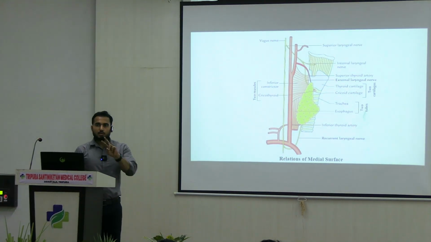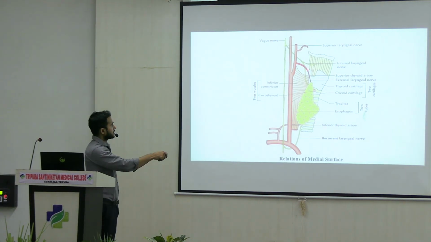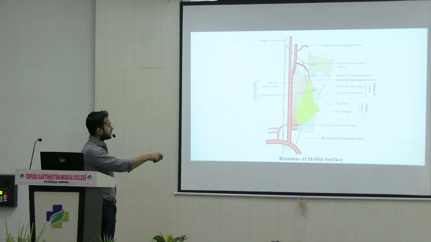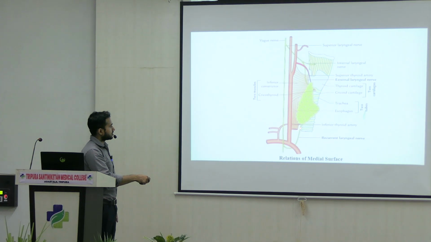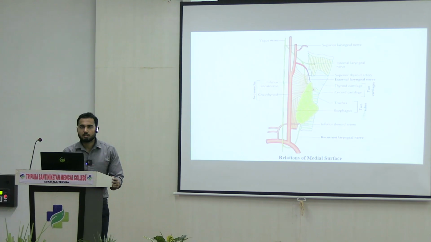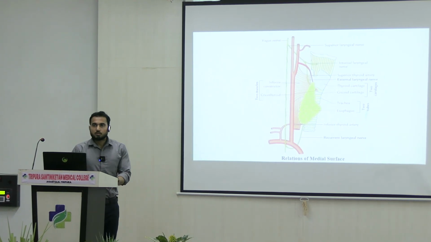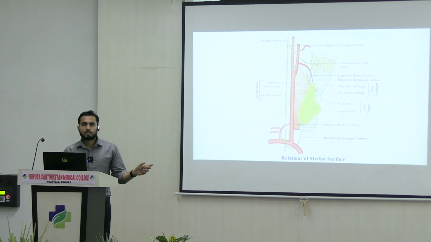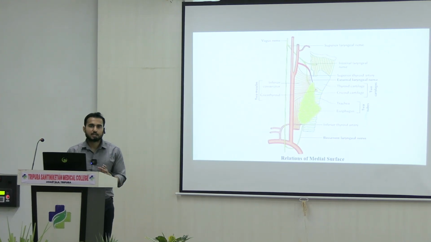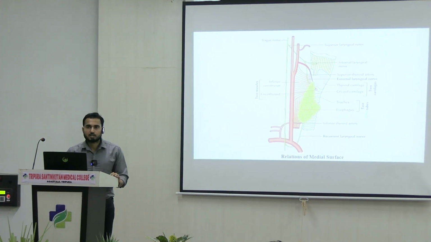Okay, and two nerves are also there. One nerve which is situated above is the external laryngeal nerve, and another important nerve which is situated below is the recurrent laryngeal nerve. So these are the structures situated on the medial surface of the thyroid gland. Here diagrams will save you. Unless you understand the diagram, you can't remember anything.